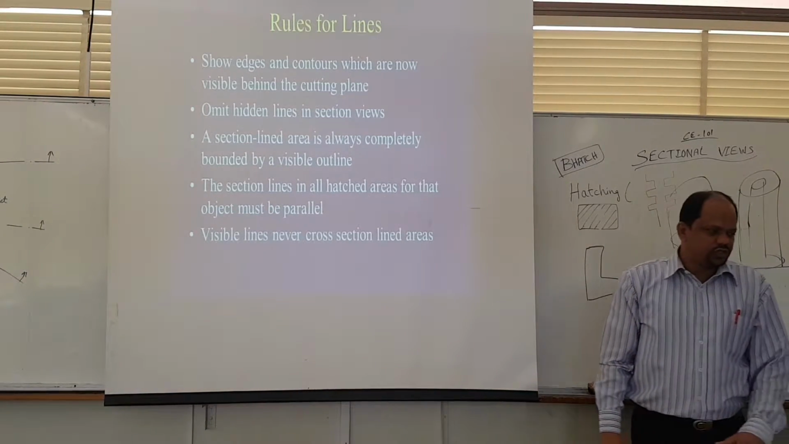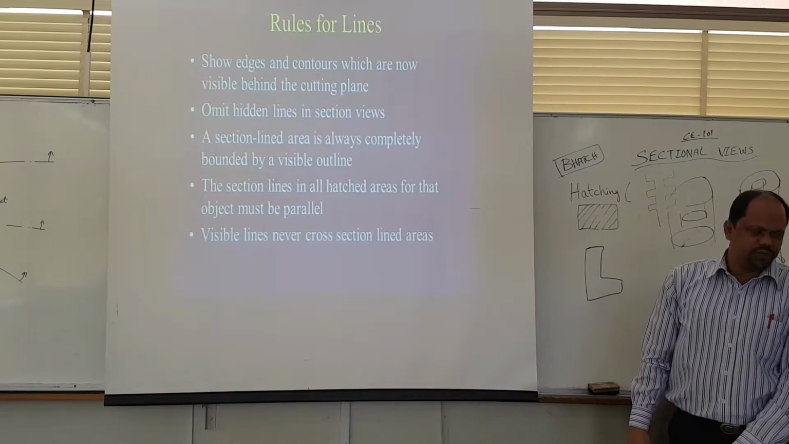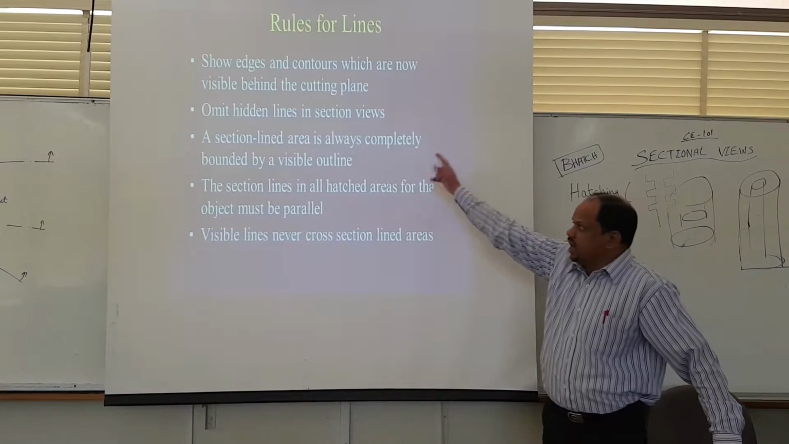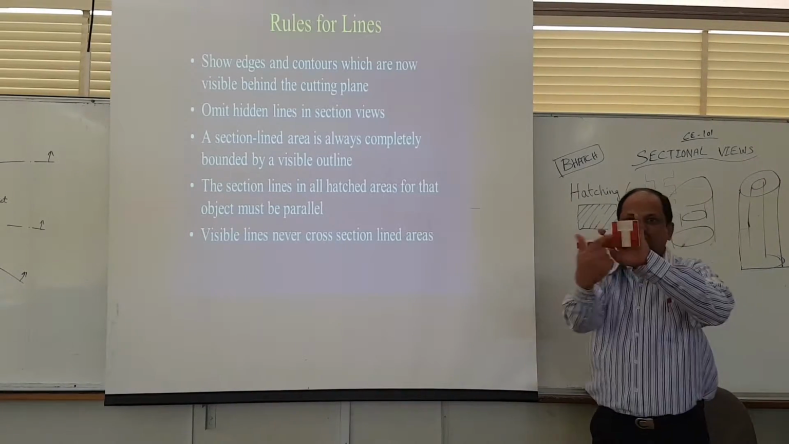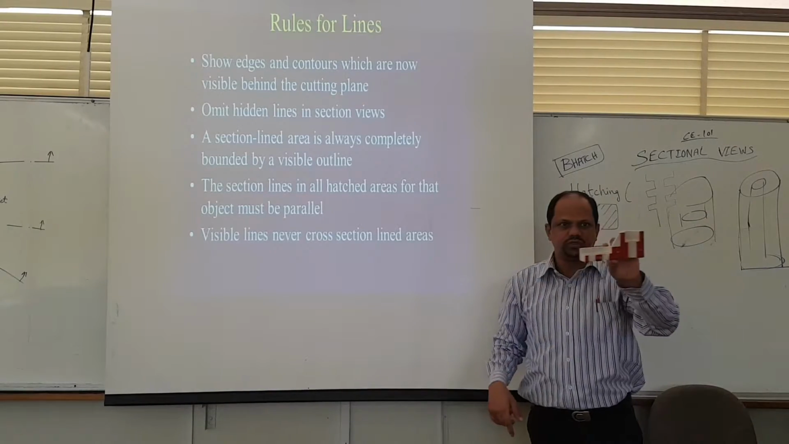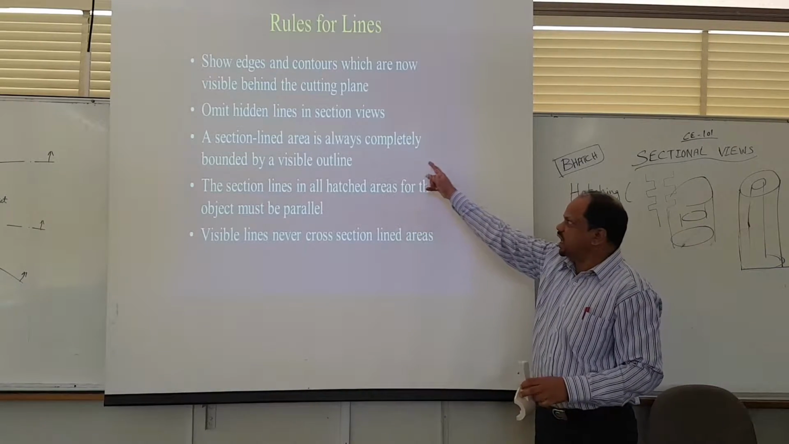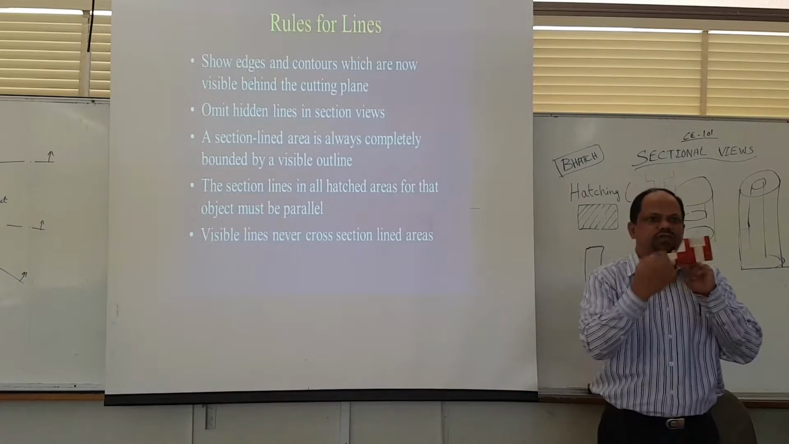Rules for lines. Show edges and contours which are now visible behind the cutting plane. Omit hidden lines because, as I told you, after opening there is no hidden line, everything is visible now. So there is no hidden line. A section line area is always completely bounded by a visible line.